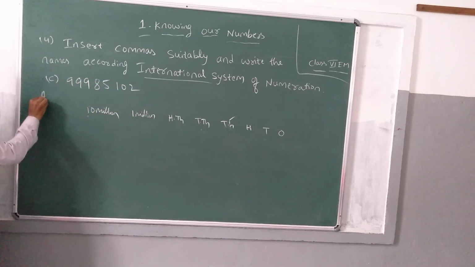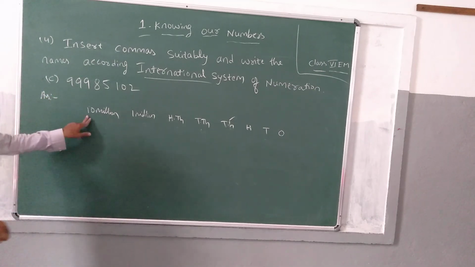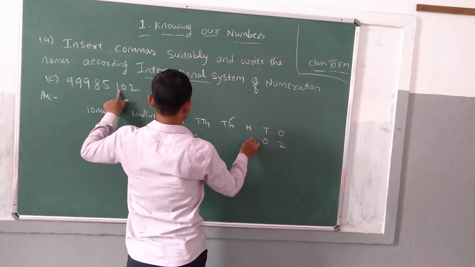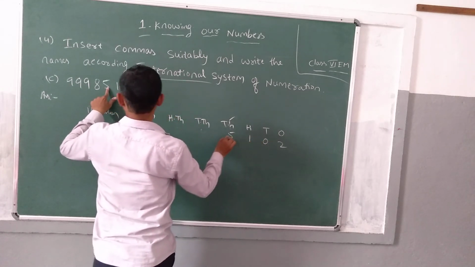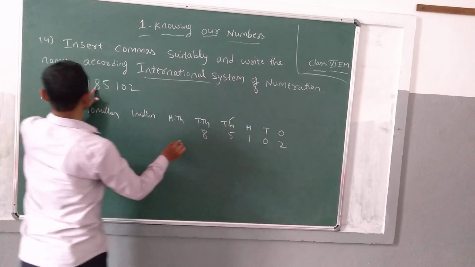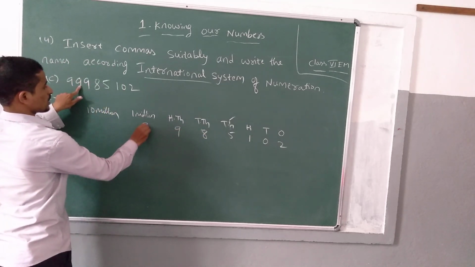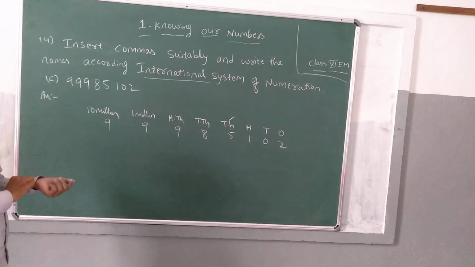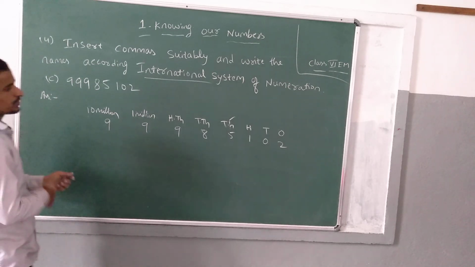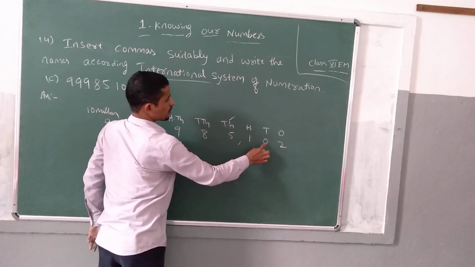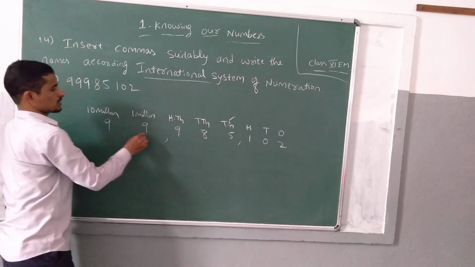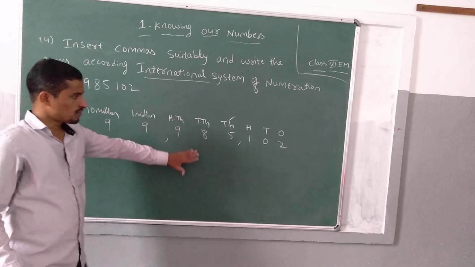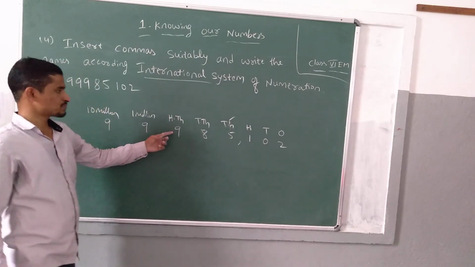So write this according to the international system of numeration. Put the comma, 1, 2, 3, put the comma, 1, 2, 3, put the comma. Okay. Now we have to write this in words. Okay, write the names of this number.